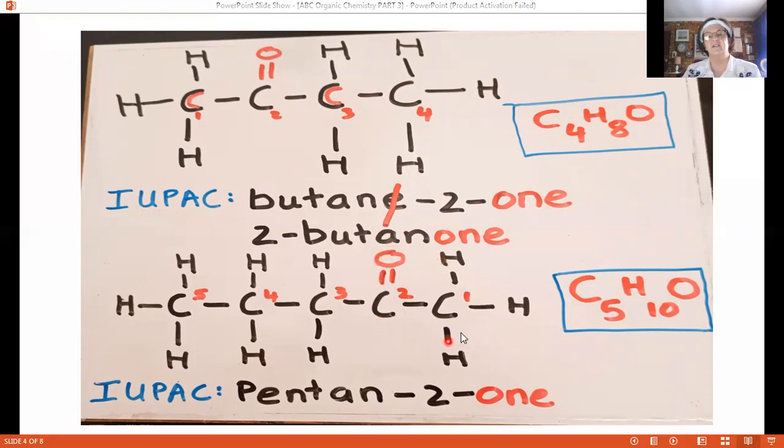Here we see the functional group is at the right-hand side of the carbon chain. So you number your carbon atoms from the right-hand side, and the double bond oxygen is at carbon 2. With 5 carbons, it's pent. So it's pentan-2-one or 2-pentanone. Pentan-2-one or 2-pentanone, that is your IUPAC name.